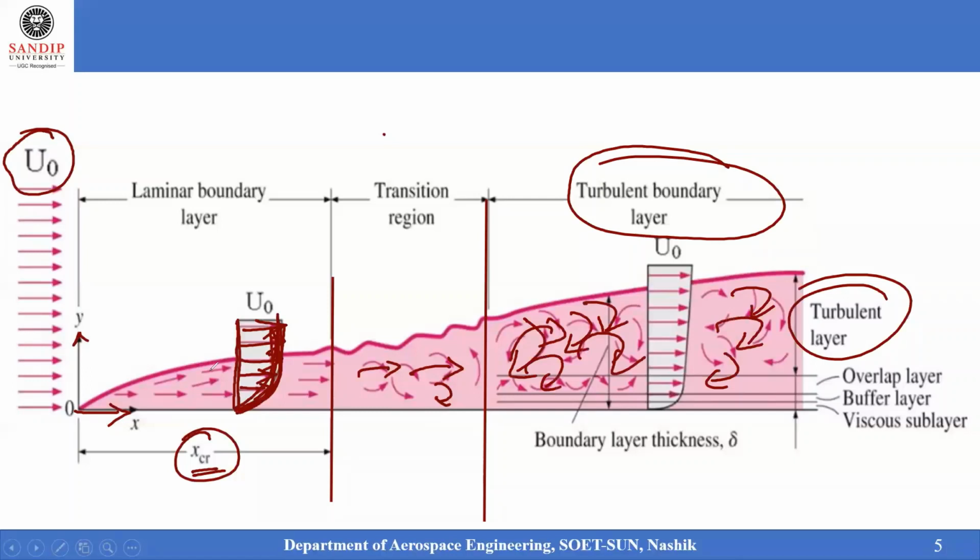And the boundary layer that forms within this region, the layer formed within this region, we call a laminar boundary layer. And the layer which is available in this particular turbulent region is known as a turbulent boundary layer.